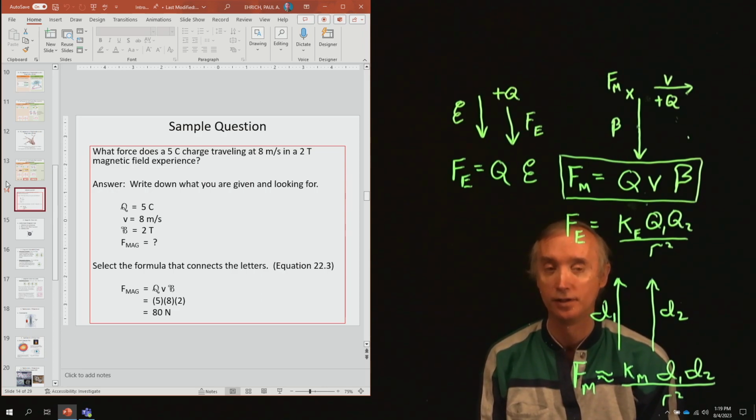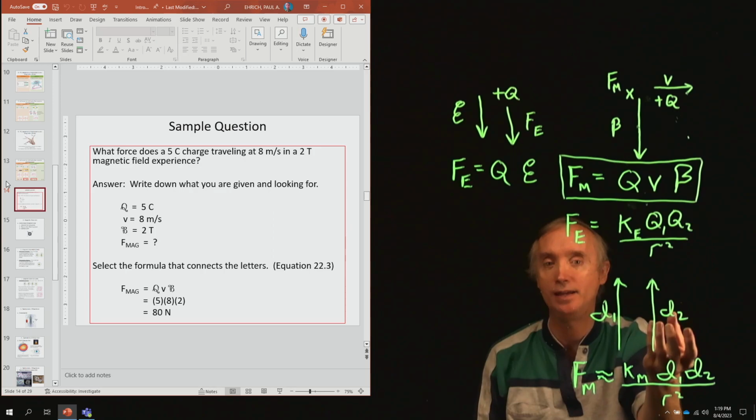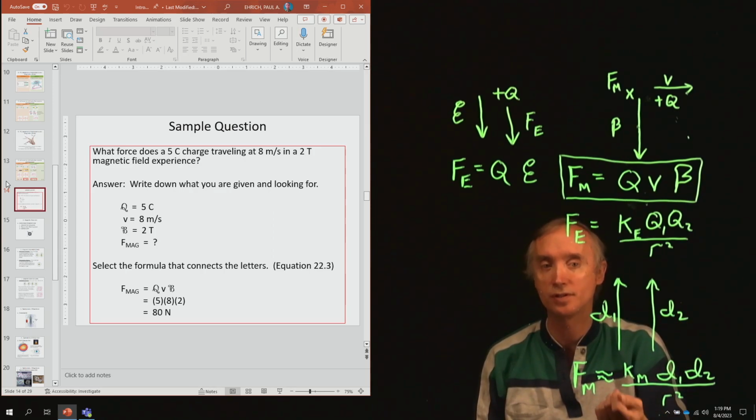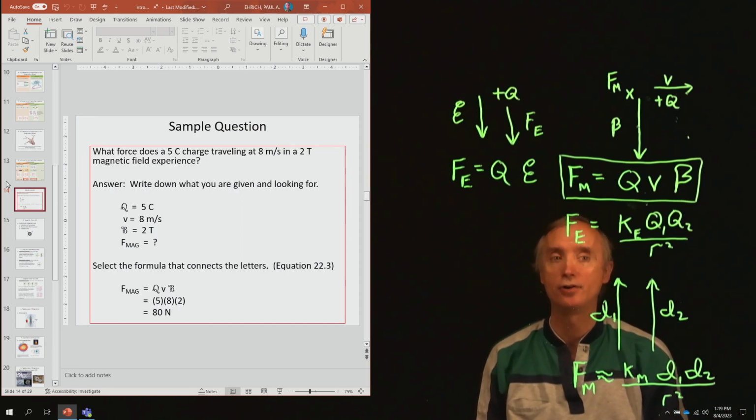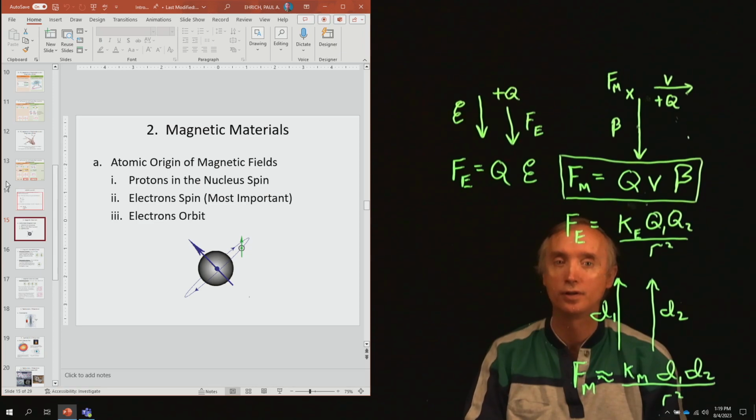and we need to solve for F. So we take our numbers, we put them into our formula here, we solve it, we get the number 80, and then we remember that the unit for force is the Newton, so we stick an N on there. So it's going to be 80 newtons. So that's how you can calculate the magnitude of the magnetic force. All right, so when we come back, we are going to discuss magnetic materials.